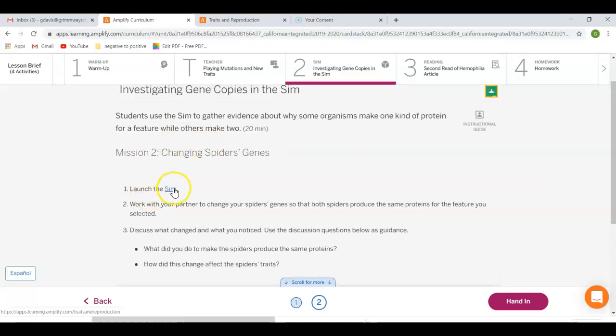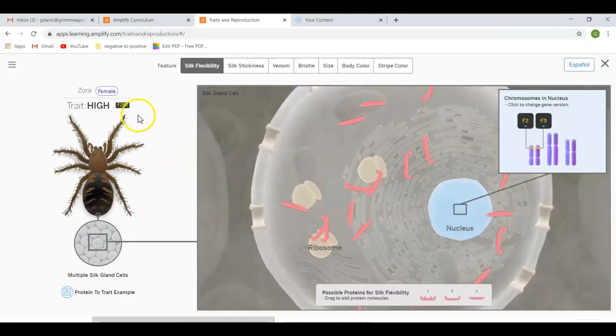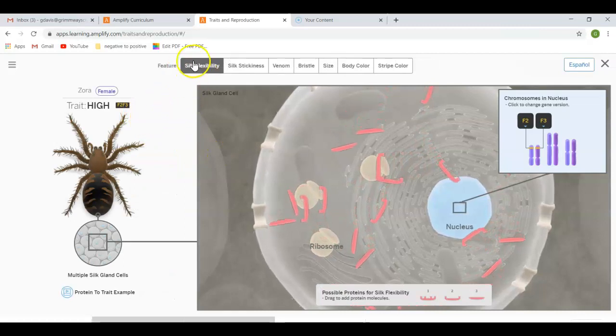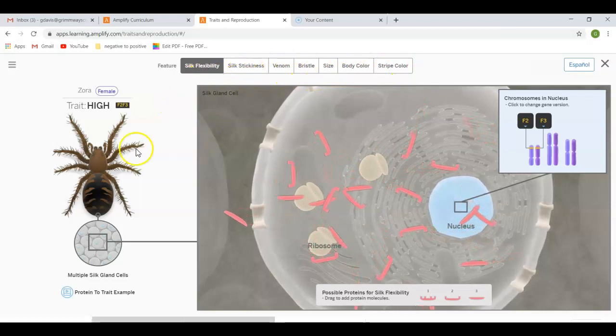So you'll go in the sim, and if you don't have it open up here, you can click on this again. I have mine open, so I'm just going to click on it. Now I'm going to use Zora and Greg like I always do, so I expect you guys not to use them because then that would be cheating. You're just copying what I did. So you're going to pick whatever spiders you want, or if you pick Zora and Greg, just don't do Silk flexibility, okay? You can do Silk stickiness or venom or stripe color, whatever.